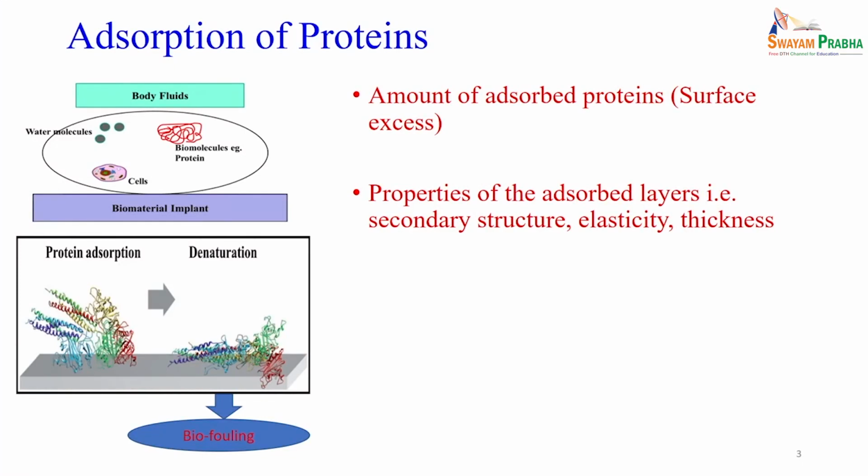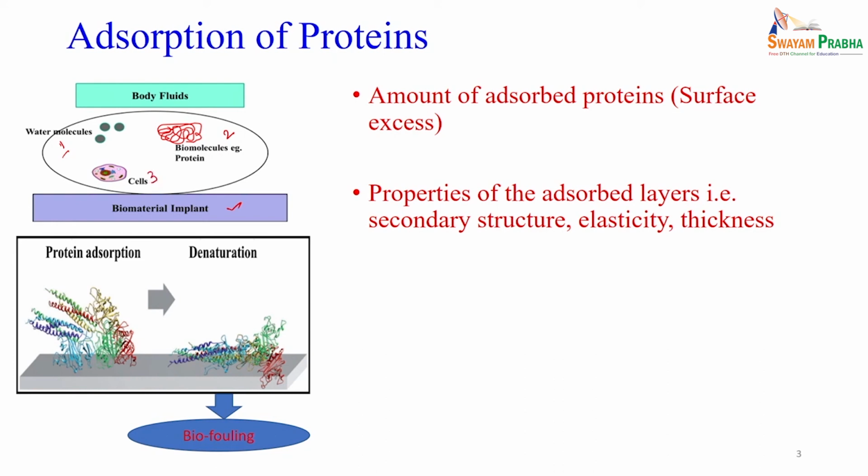So, first we will quickly see, as I discussed in the last class, we have a surface, you may say a biomaterial implant, which comes in contact with the body fluid. Body fluid mainly consists of three components: water molecules, biomacromolecules like proteins, and cells. Depending on their diffusivity, first the water molecules will come to the surface, followed by the protein, then the cells will come to the surface.